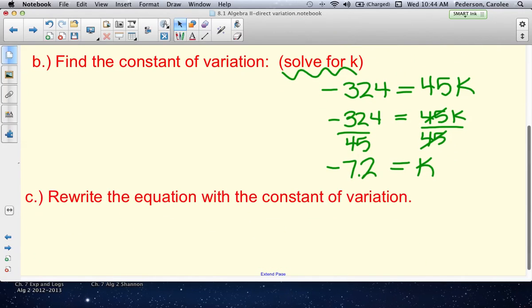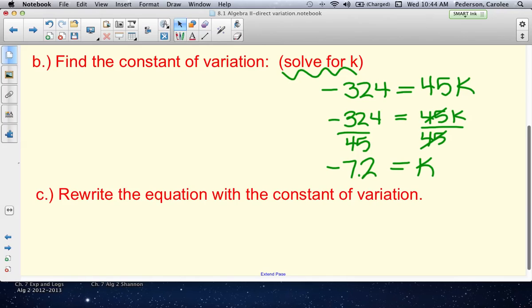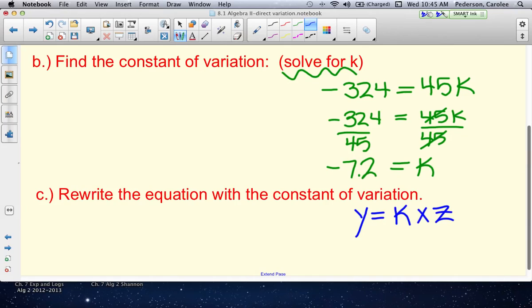Part C is to rewrite the constant of variation in the joint variation equation. So the general equation, again, remember, was y equals k x z. We just substitute that value in. Y equals negative 7.2 x z.